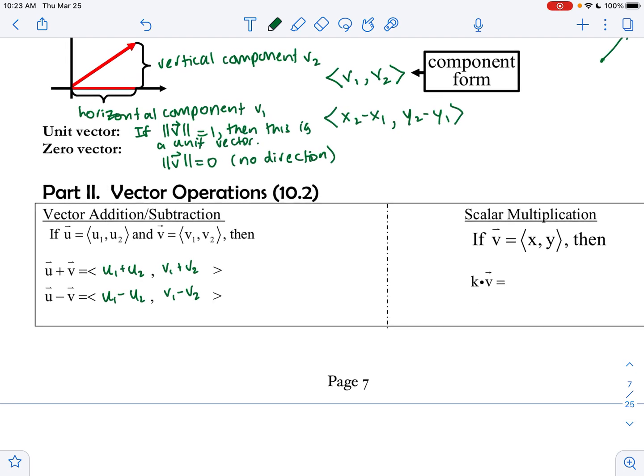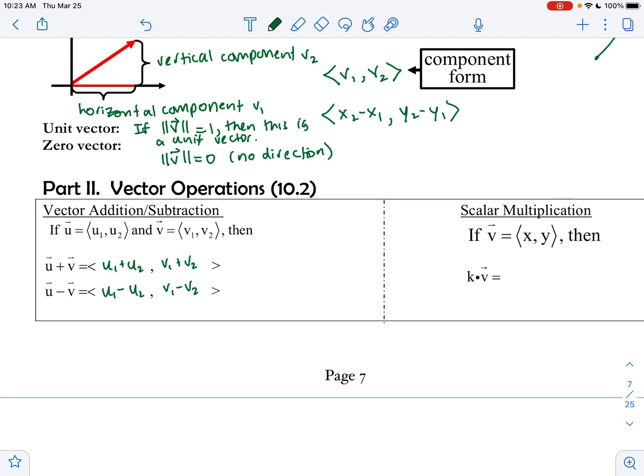And then finally, another operation we can do is take a scalar and multiply it by an existing vector. That's usually if we want to double the size of a vector, or if we want to cut it in half or change the size of it. So if we had a constant k on the outside of a vector written in component form, we can simply think of it as distributing the k to each one of the horizontal and vertical components. So k times x and k times y.